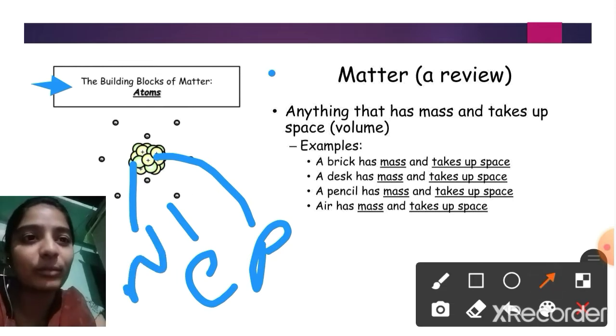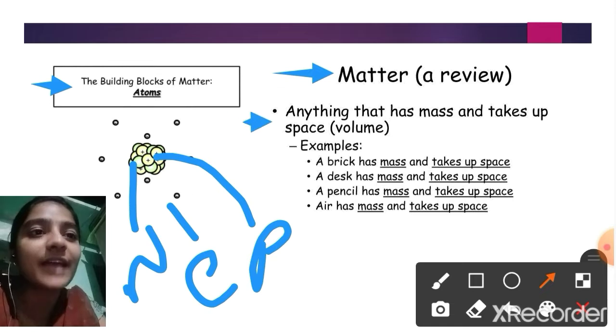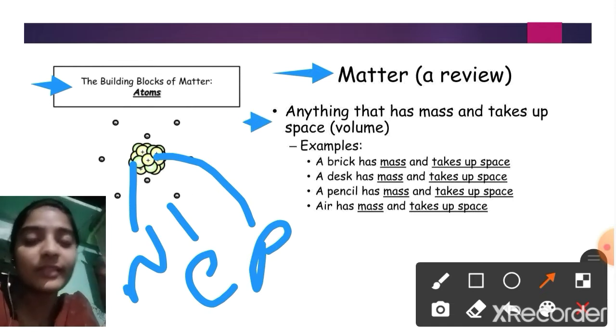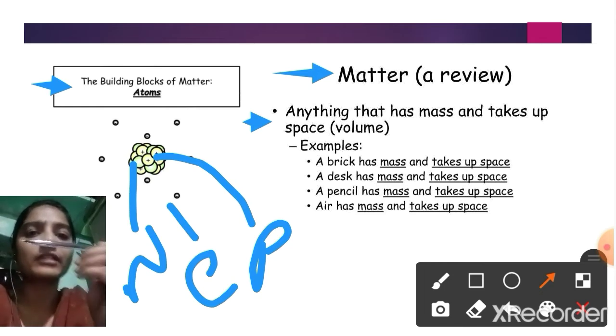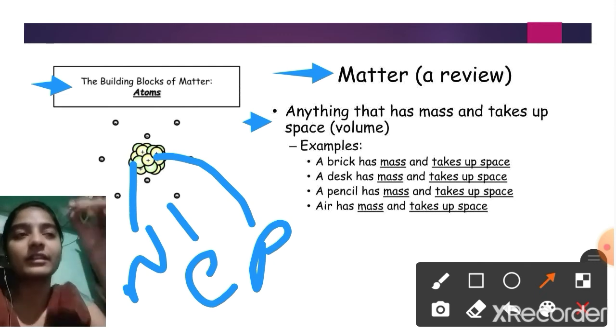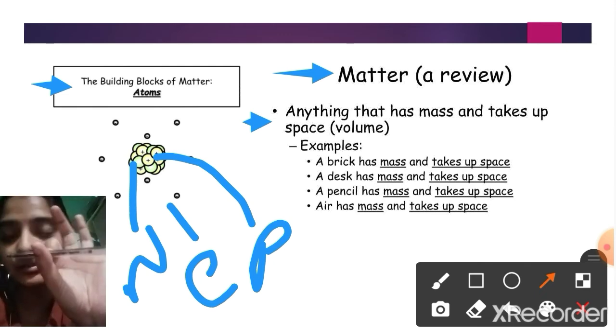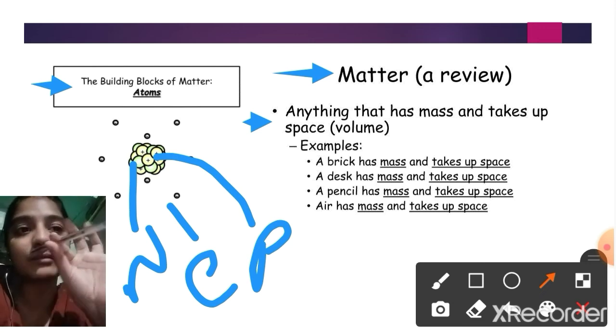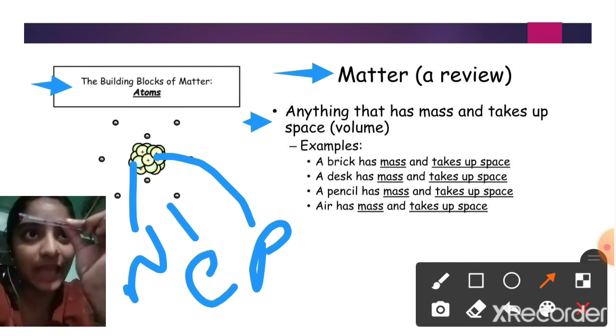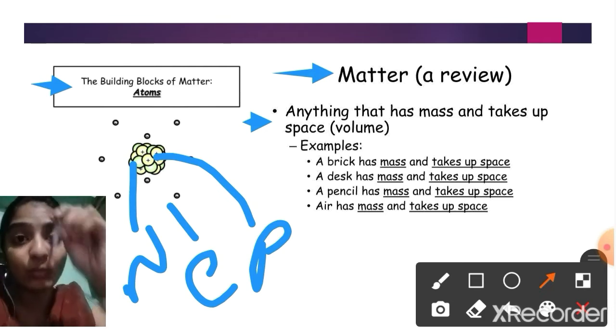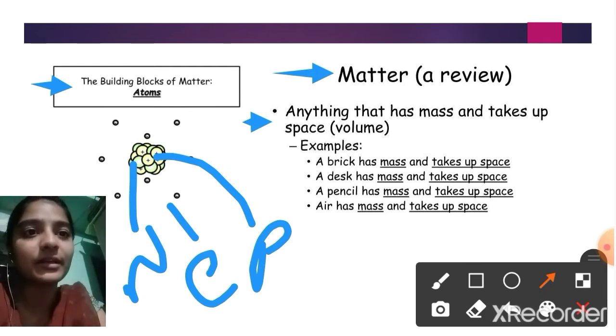Matter is anything that has mass and takes up space. I can give the example of a pen. I will think this pen is matter. If this pen is matter, it needs some space to occupy. If I want to keep this pen, it needs this much space, right? And this space is nothing but volume, and it has some mass. So that is nothing but matter.